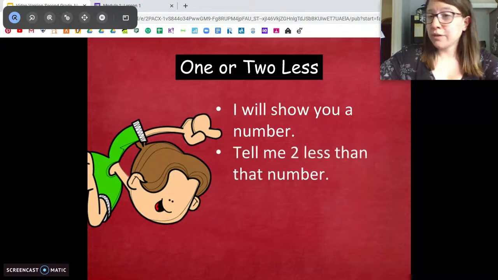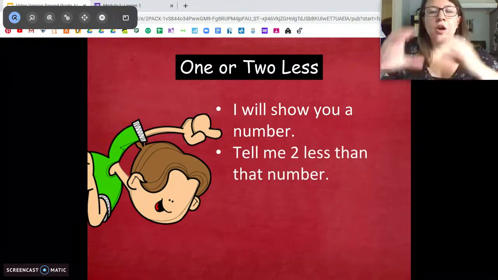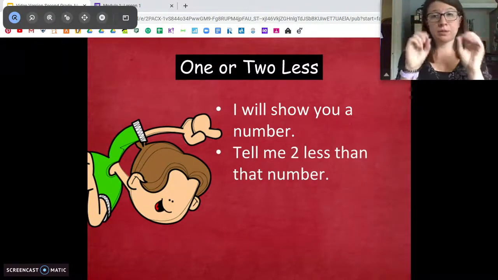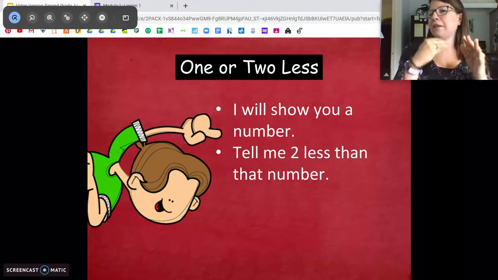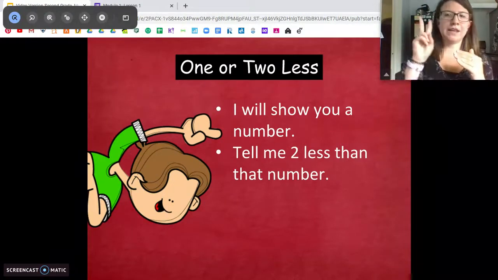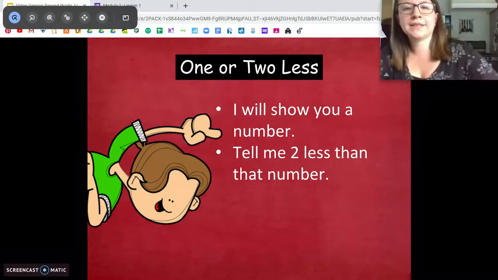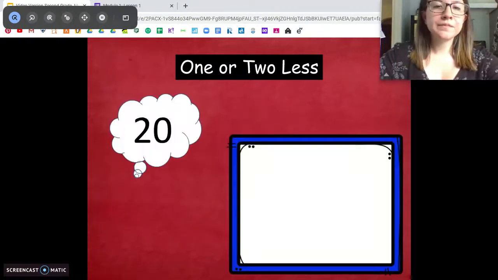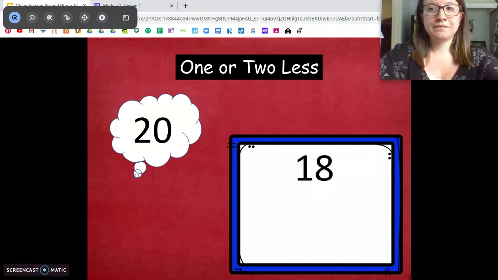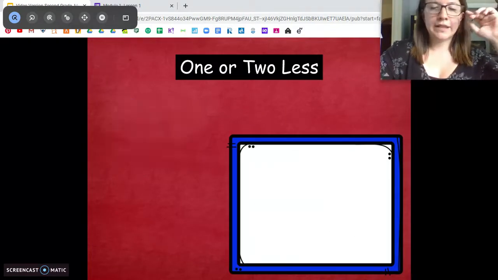Now, let's do 2 less. Again, notice a pattern. All of the numbers that I'm going to show you are going to be multiples of 10. Notice the pattern that's happening with each time we take 2 away. I'm going to show you the number. Snap my fingers. You tell me what's 2 less. Here we go. 20. 18. 20 minus 2 is 18.